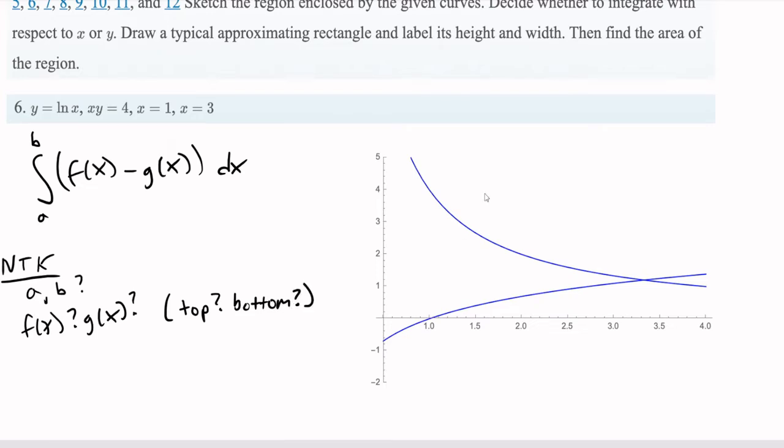I got to know which one is on top because that goes first, and then subtract the one that's on bottom. I got to figure that out. A graph is a very nice way to help do that. All right? And then once I have those things, I can plug into the formula.